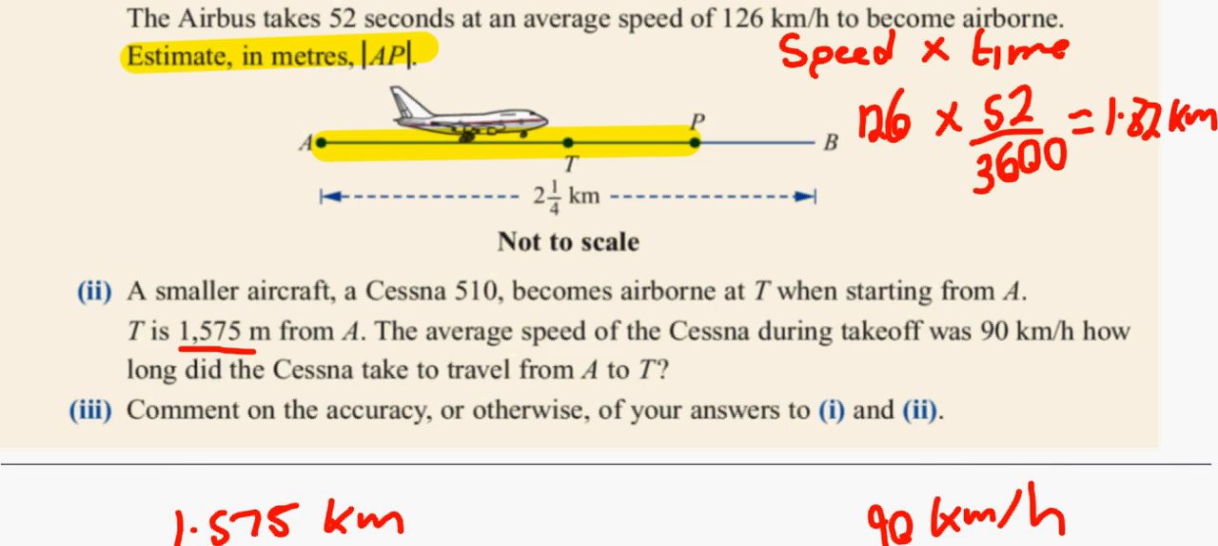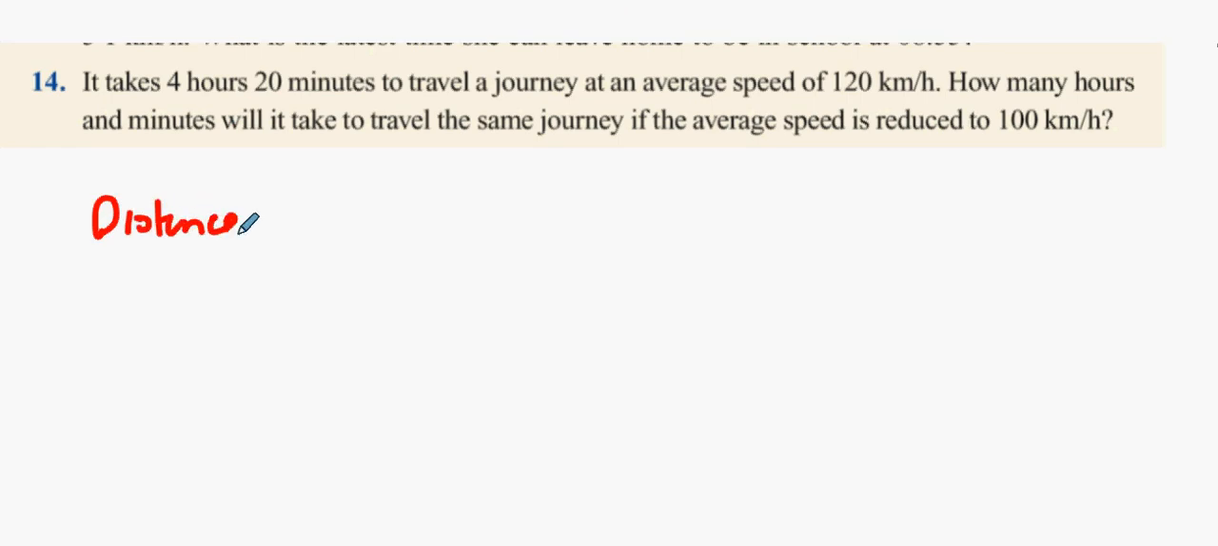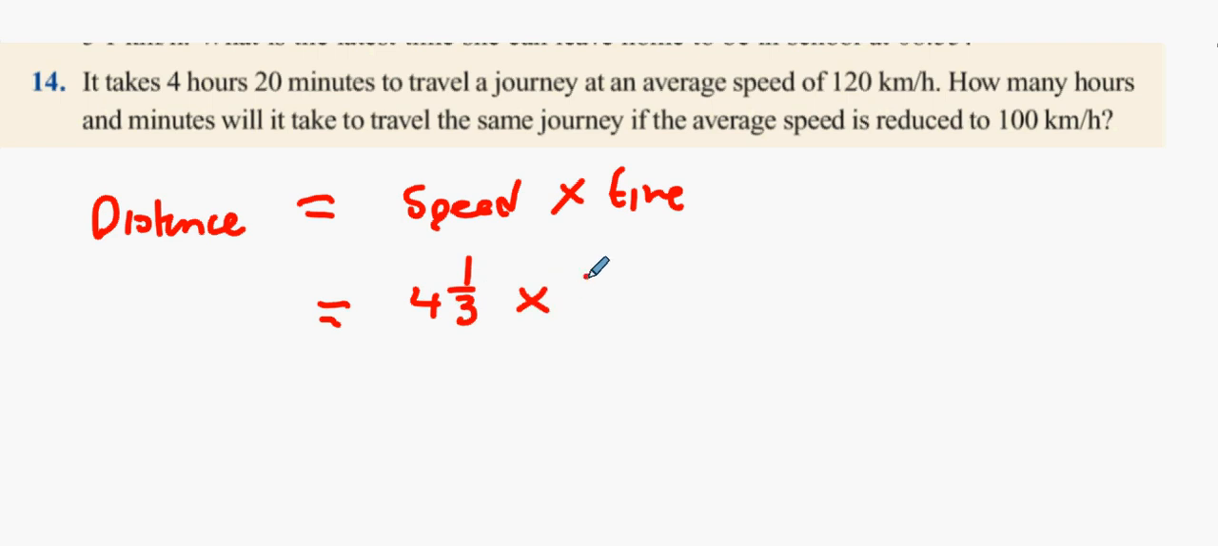Okay, let's move on. This one. Okay, what's the distance, guys? Distance equals what, guys? Speed times time. Now, here's an interesting way of doing it, okay? 4 hours and 20 minutes is 4 1/3 of an hour, isn't it? Do you agree with that? So you can do 4 1/3 multiplied by 120. That's time by speed, isn't it? I did time multiplied by speed.